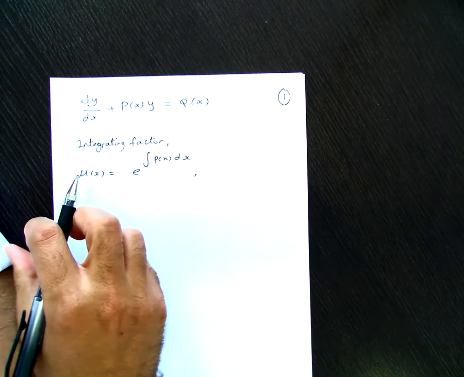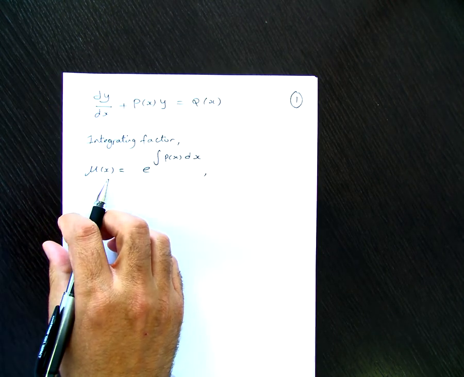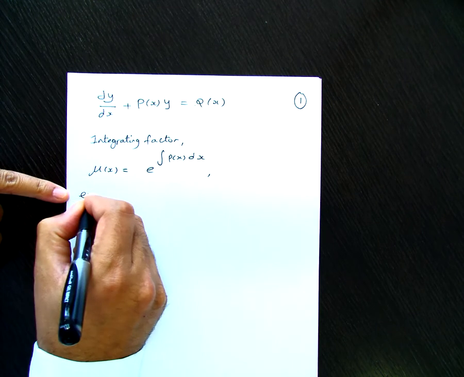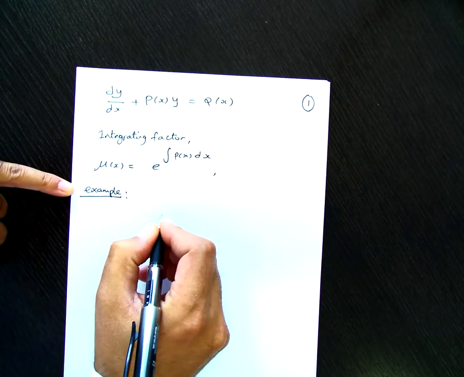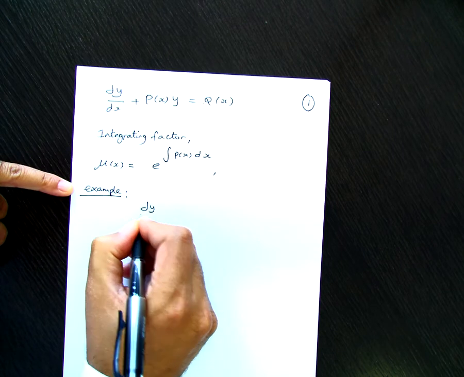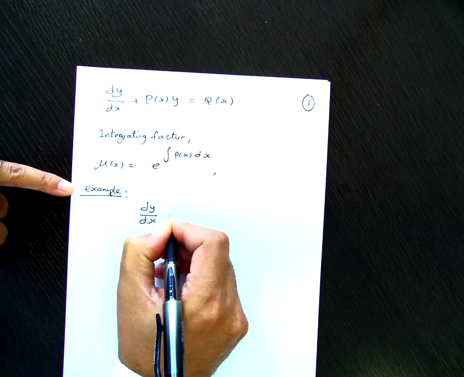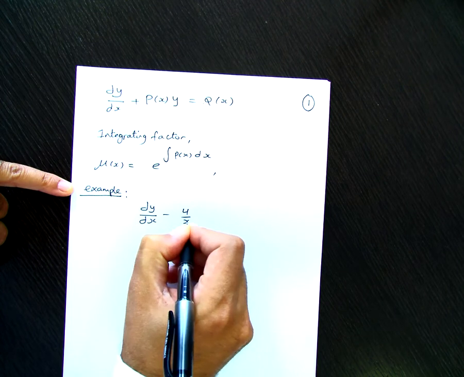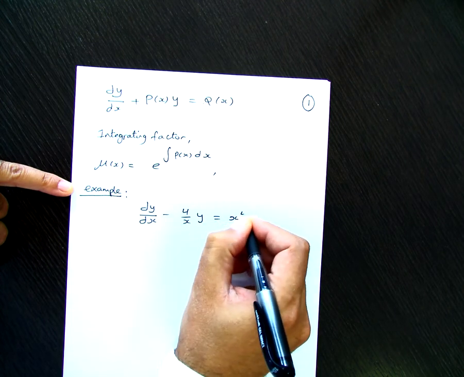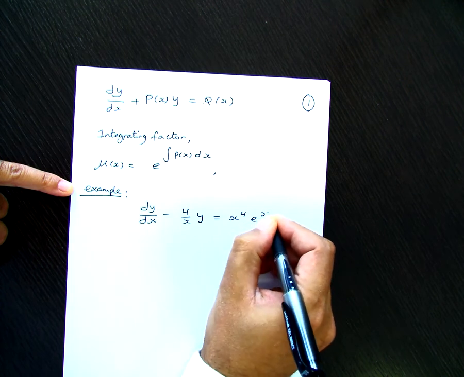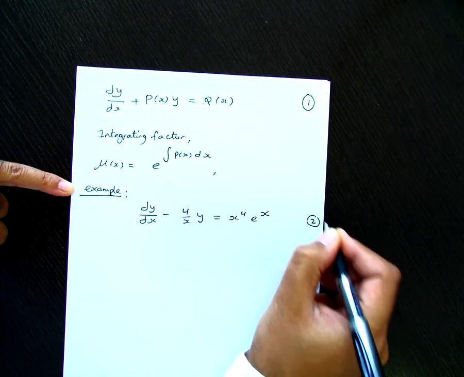Now let's illustrate this fact by an example. So let's consider the differential equation dy/dx minus 4 over x times y equals x to the power 4 e to the x. Let's call that equation 2.